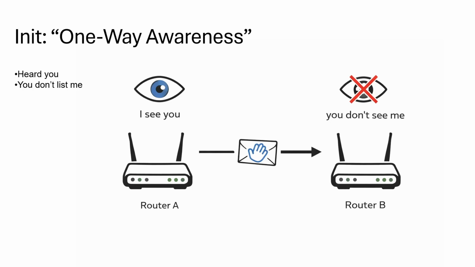State 2, Init. I heard you but you don't know me yet. Meaning that you received a hello from the other router, so you know they exist, but in that hello, they didn't list you as a neighbor. So it's one-way awareness. Packets involved are hellos, and the key idea is that Init is a one-way hello.